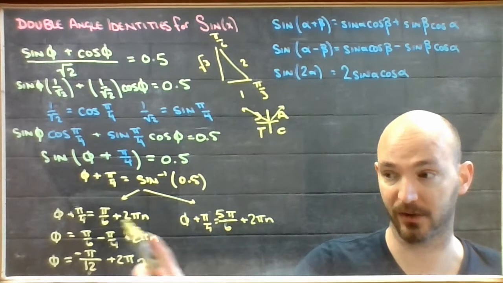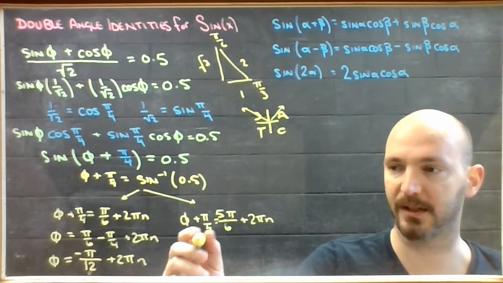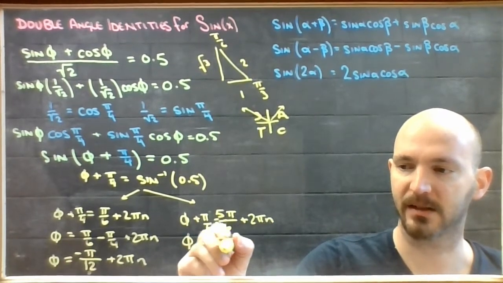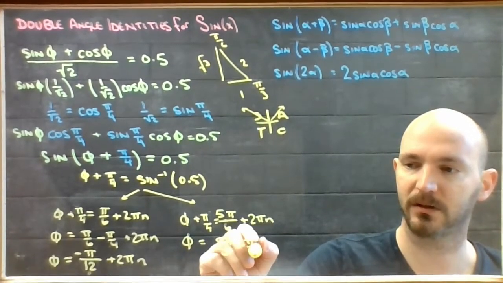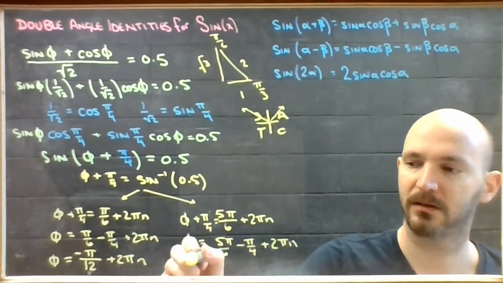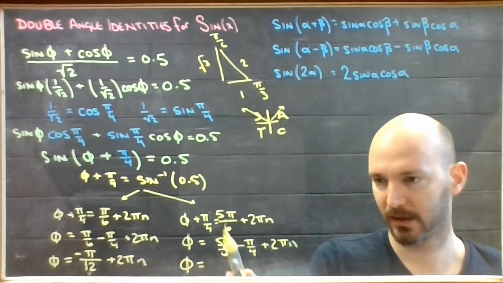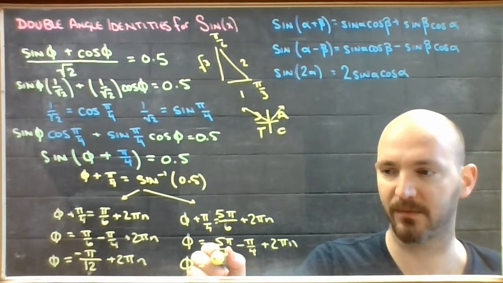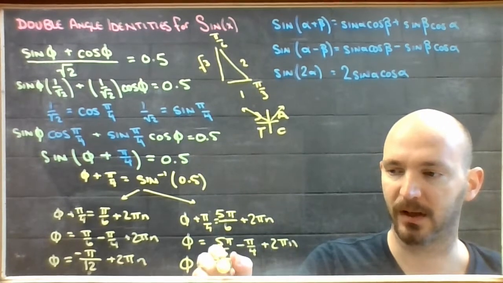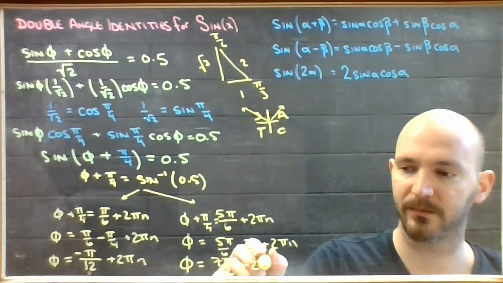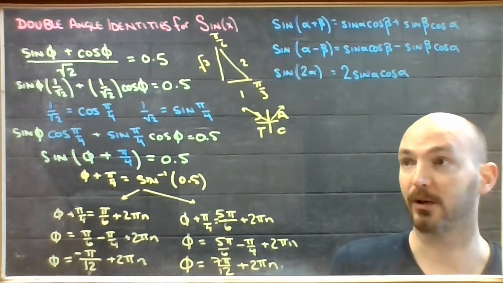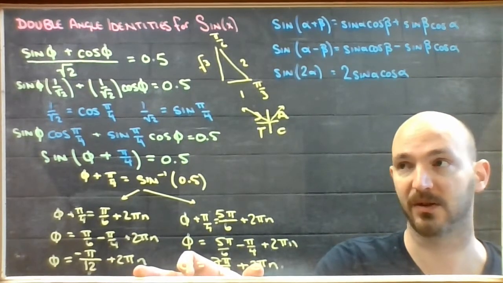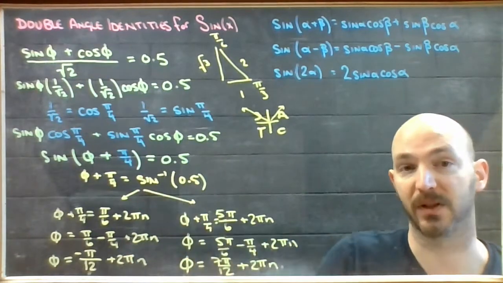If you're not sure, actually exchange them so you can see. Over here, 5 pi over 6 minus pi over 4 plus 2 pi n would be 10 pi over 12 minus 3 pi over 12, which would be 7 pi over 12 plus 2 pi n. There you go. Those two particular values in radians plus as many rotations as you like would satisfy this particular equation.